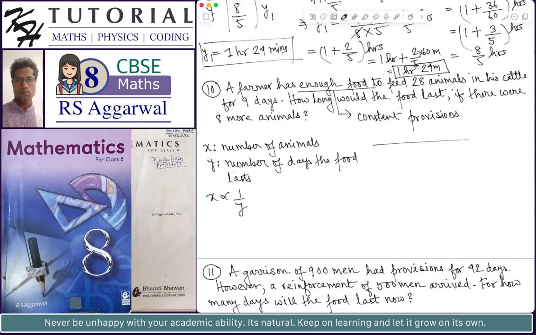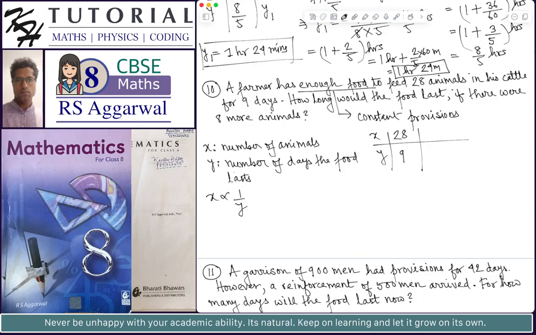So now if I create the table of x and y, it is given that a farmer has enough food to feed 28 animals in his cattle for 9 days. So 28 is the value of x and 9 is the value for y.